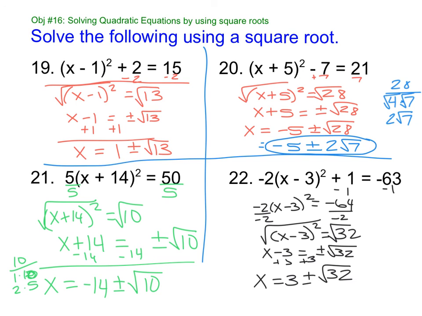Now does 32 simplify? It does. 1 times 32, 2 times 16. We got a 16 in there. So that's root 2, root 16. What's the square root of 16? 4. So we get 4 root 2. So we get 3 plus or minus 4 root 2. And that is our final answer.